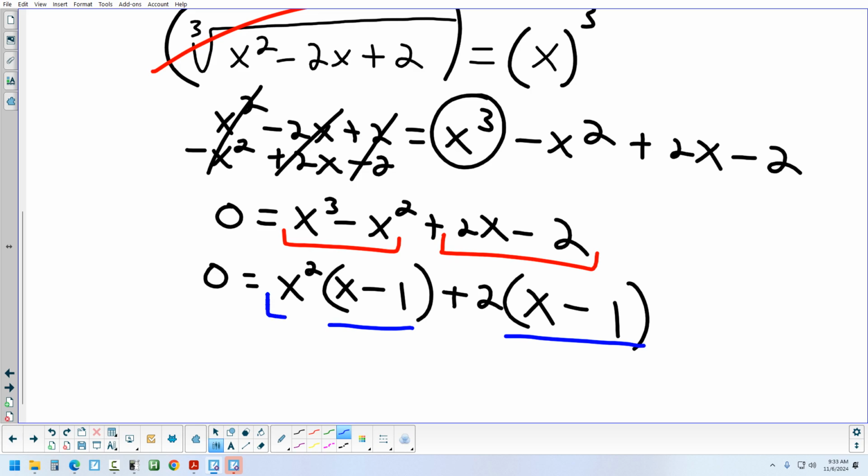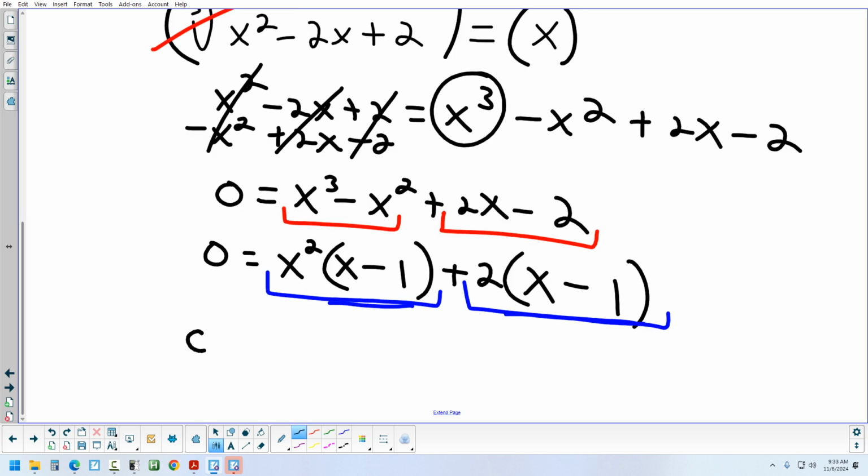So now you're going to look at that and that. And what do those 2 things that I underlined in blue both have in common? X minus 1. They both have an x minus 1. So now you take that out. If you take x minus 1 out of the first one, what's the only thing that's left? Just the x squared. What if you take the x minus 1 out of the second one? Just the 2.